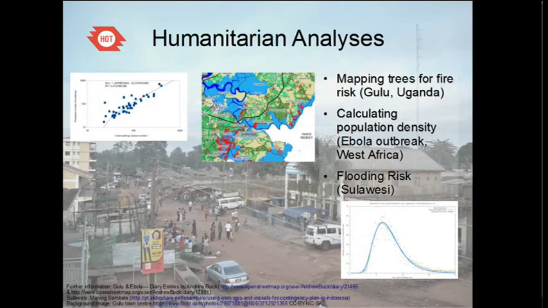The main picture shows the town of Gulu in Uganda, and he did some work mapping trees and mapping the crown diameter of the trees in order to calculate fire risk in the area. And that's a really interesting example of something that it would be really difficult to do with any other kind of map data, and you could create and collect and analyze the data quite quickly.